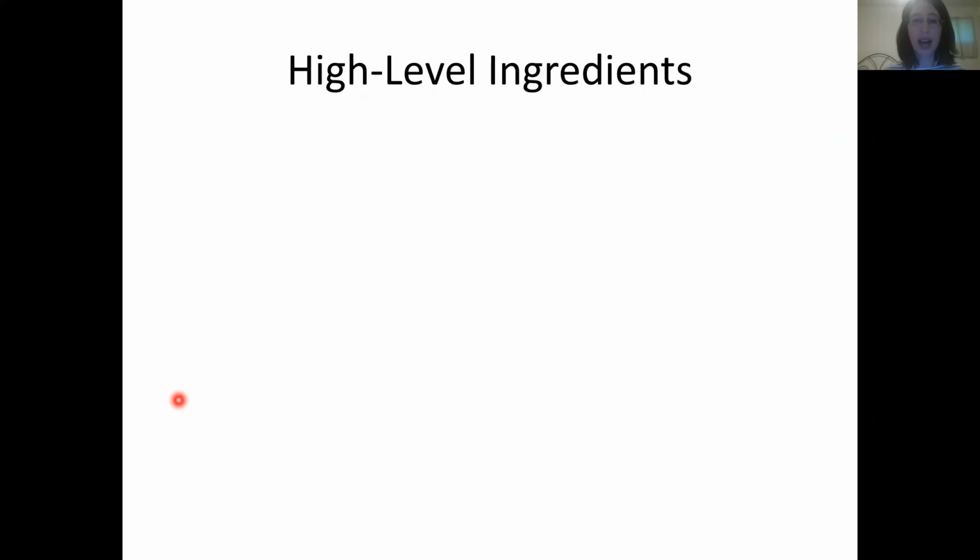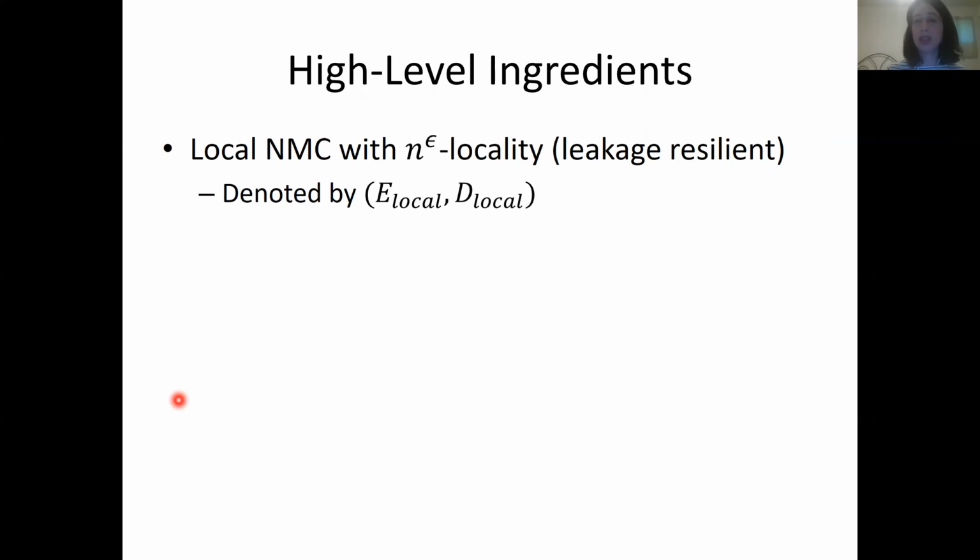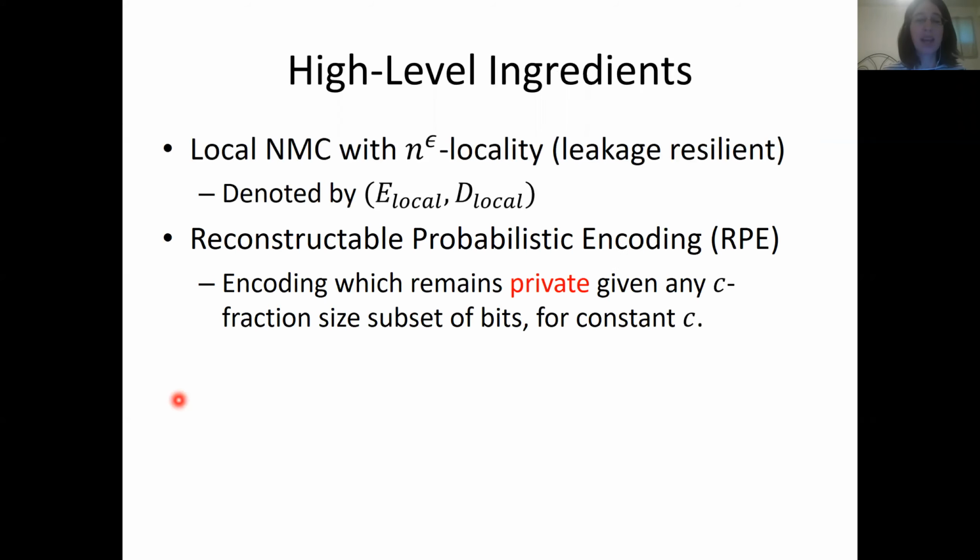Let me mention the high-level ingredients. We're going to use the local non-malleable code that I mentioned from previous work, with n to the epsilon output locality. And we're going to be using the RPE again that we had before. Remember, this is just an encoding that remains private, so it doesn't leak any information about the message, given any c-fraction size subset of the codeword bits for constant c.